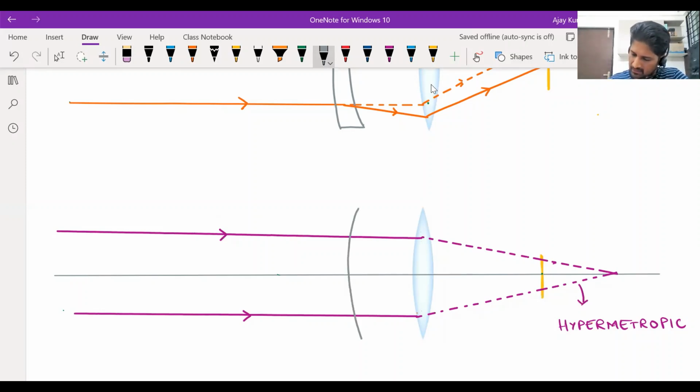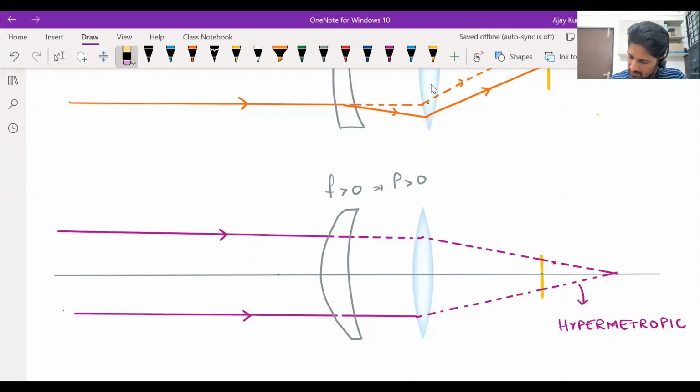Usually aged people will be using lenses like this. Those lenses show convex behavior or converging behavior, positive focal length. Power also will be positive. Now what that lens does is, it converges the light a little bit before it enters into the eye itself.